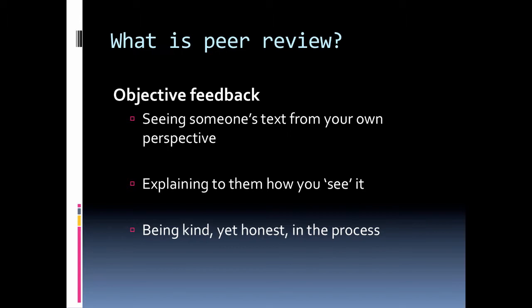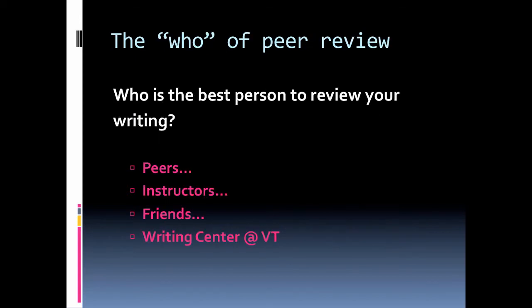And so basically what it is, is giving objective feedback. And what we mean by that is just seeing someone else's text from your own perspective, telling them how you see it in a kind and honest way. This particular presentation, which is very short, is meant to just help give you both a process and the skills that you need to carry out that process when peer reviewing other people's papers and having yours reviewed, because it's a two-way street.